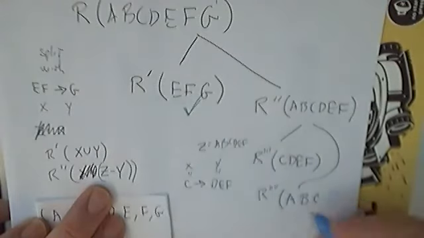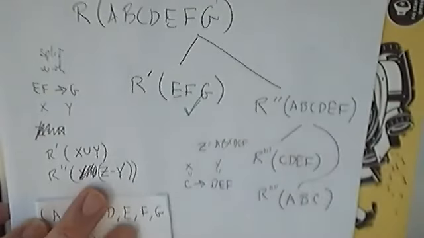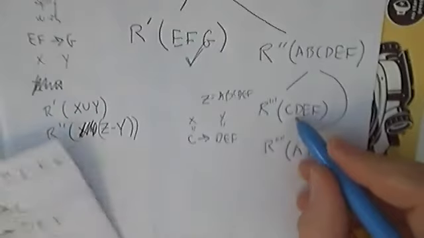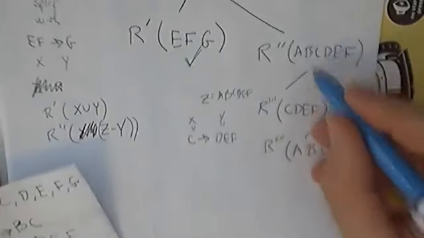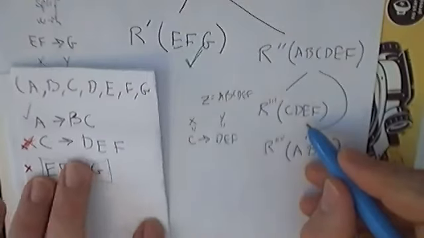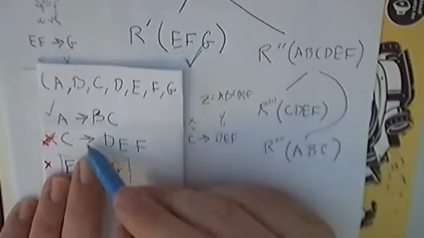DEF. Yep, ABC. Okay, so now we have it. Now what we do is we look at this one right here, just this little piece. So we split into this right here. The only functional dependency that has a happy home in this one is this functional dependency.